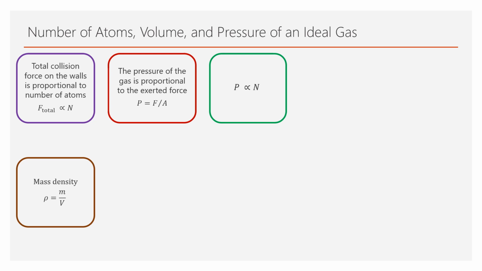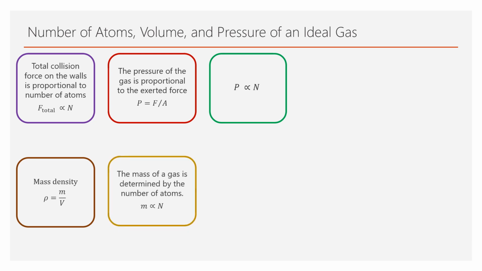Mass density is calculated by taking the mass of a gas and dividing it by the volume that gas occupies. The mass of a gas will be proportional to the number of atoms in the gas. And so we can combine those two statements to come to the conclusion that the density of a gas will be proportional to its number density. That is the number of atoms in the gas divided by the volume that it occupies.